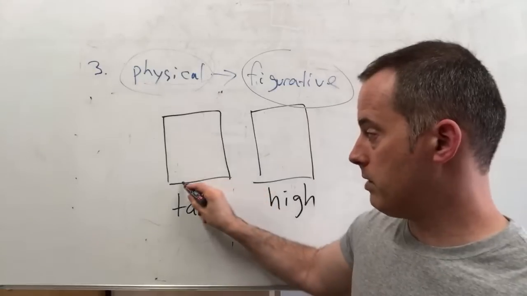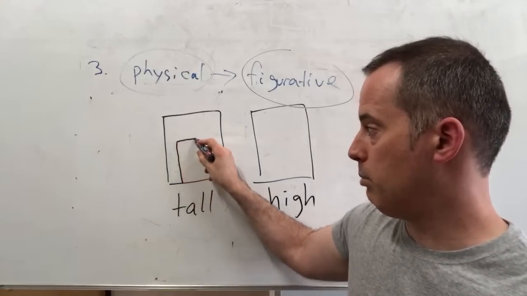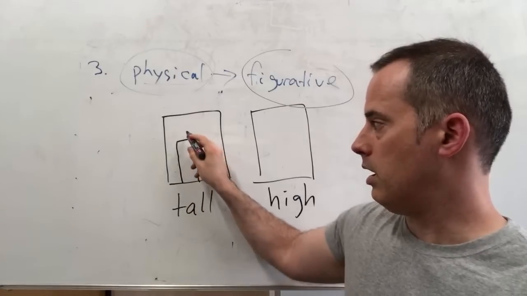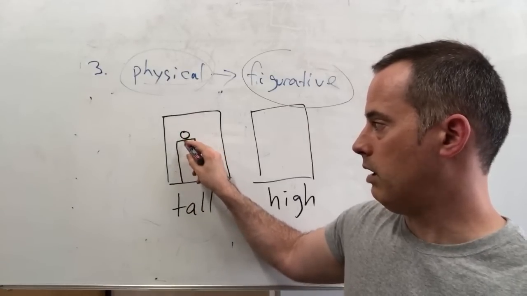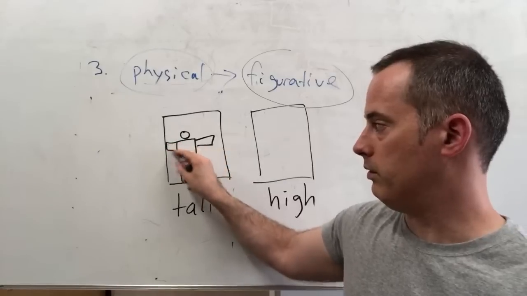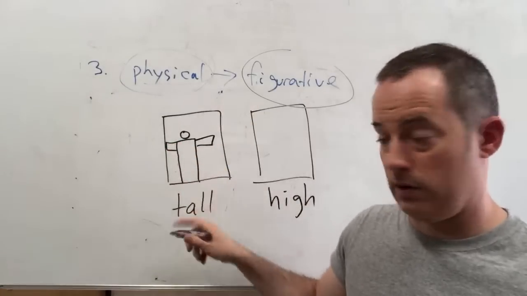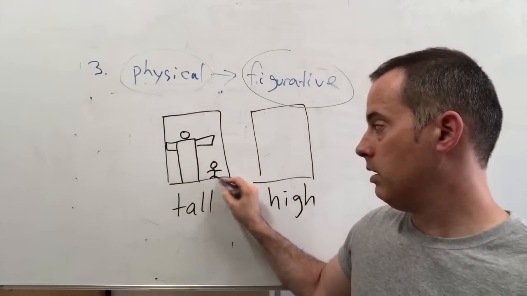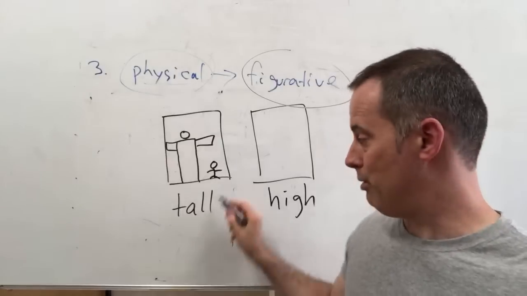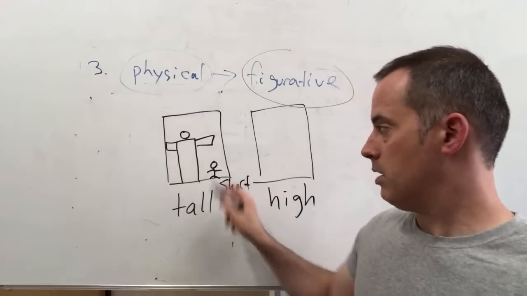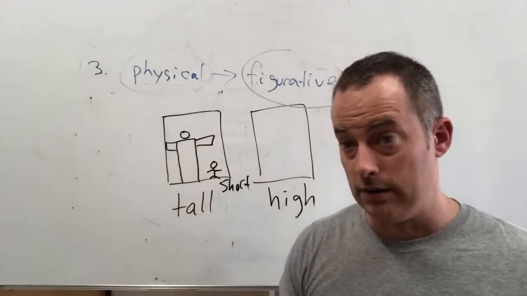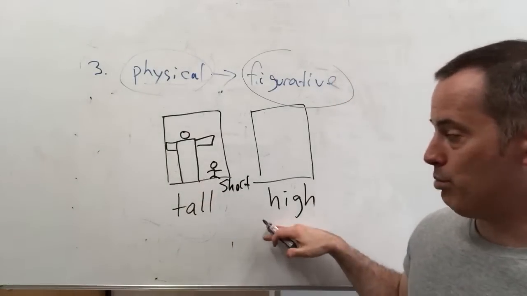So if we're talking about something being tall, like a tall building or even, let's say this is a person. All right, just draw this as a person. Like, wow, that person is very tall. So this person over here is a short person. But this person is tall. But how do we express high?